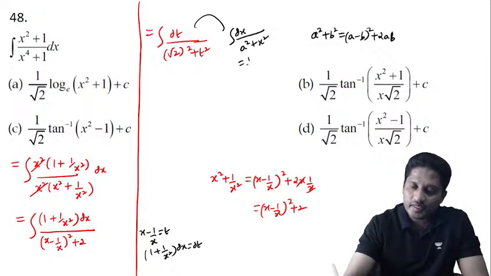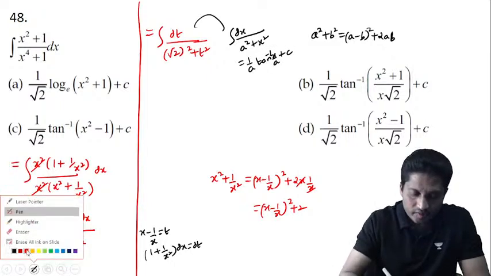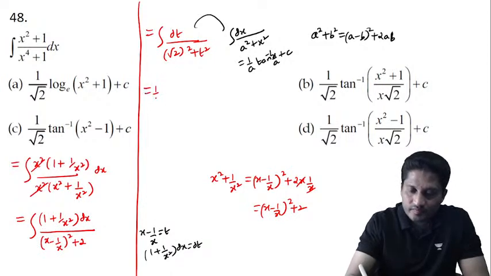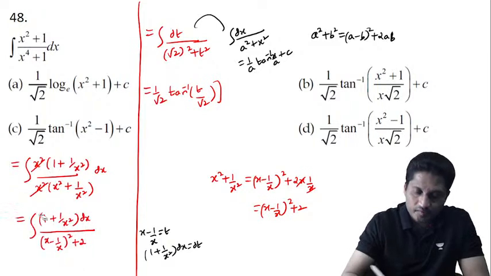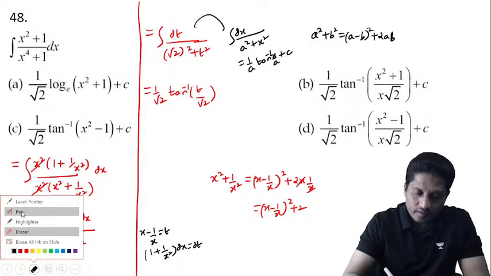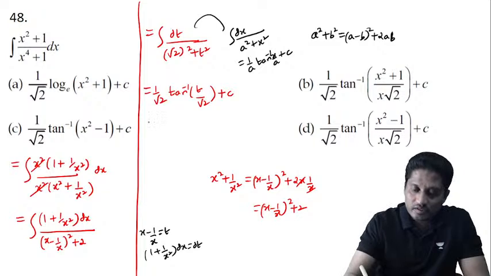The formula will be equal to 1 by a tan inverse of x by a plus c. So this will be equal to 1 by root 2 tan inverse of t by root 2, plus c. So this is 1 upon root 2. Substitute the value of t. The t value is x minus 1 by x whole divided by root 2 and plus c.